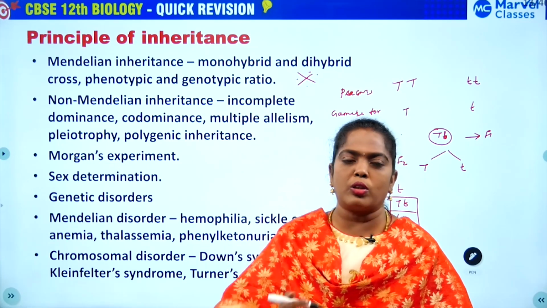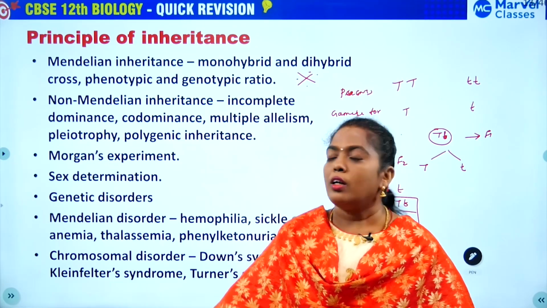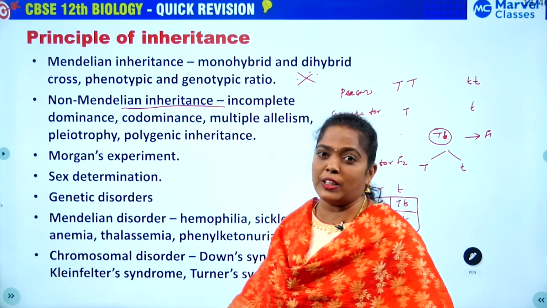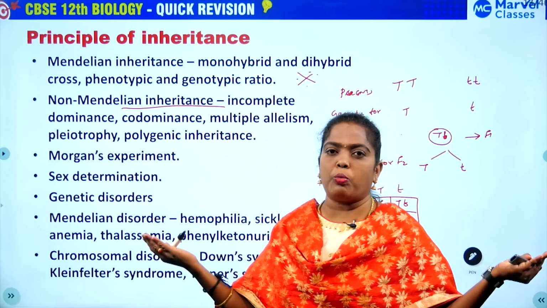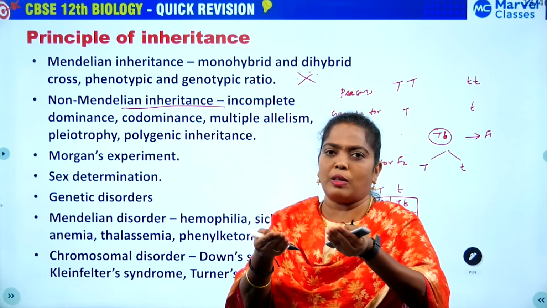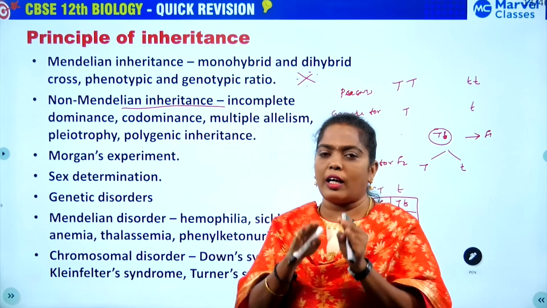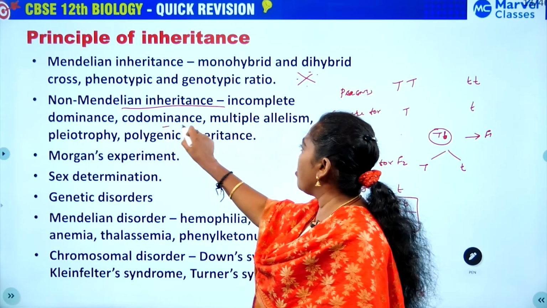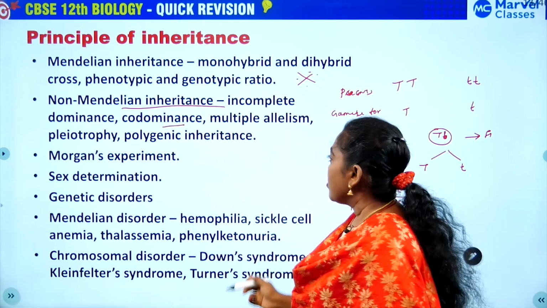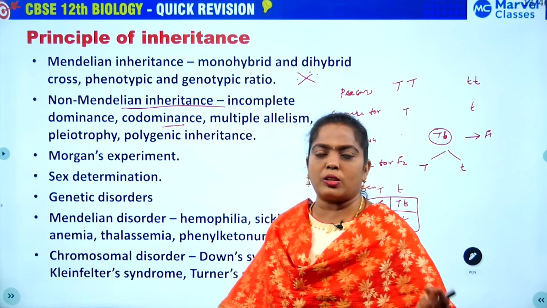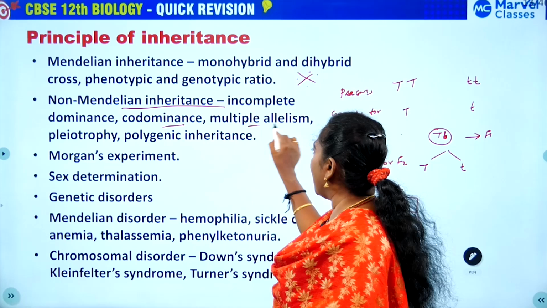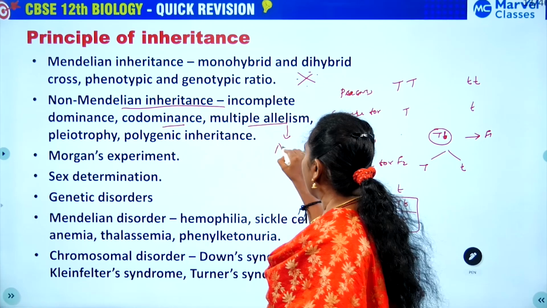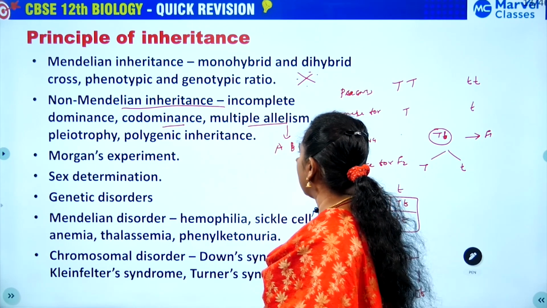Then learn about Mendel's laws, 3 laws. And then non-Mendelian inheritance, what is incomplete dominance. Incomplete dominance is where both the parents do not express themselves fully: red flower, white flower, and we get a pink flower, isn't it? So like that you have to mention. Then codominance, example is AB blood group, both the characters of the parents are expressed. Then multiple allelism, again ABO blood grouping is an example for this.